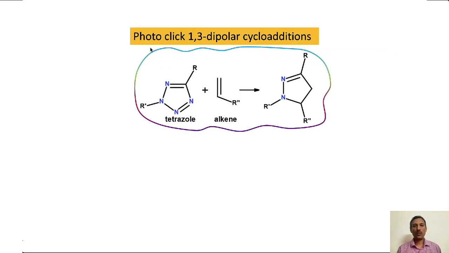And the last one is the photoclick reaction, or the photoclick 1,3-dipolar addition reaction. Here a tetrazole is reacted with an alkene under photo conditions with the loss of a nitrogen molecule to give this particular derivative. So, these are some of the examples of click reactions.